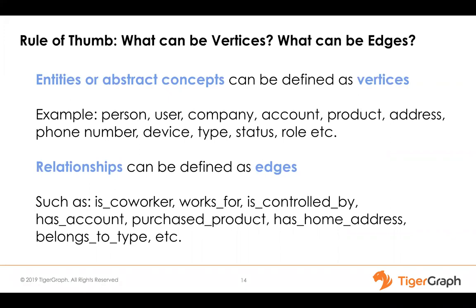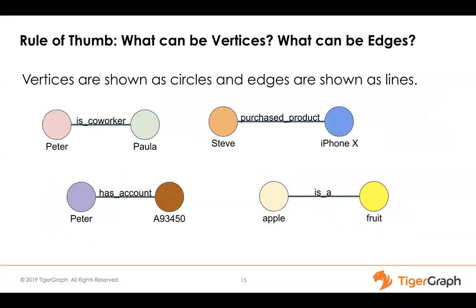Relationships, all kinds of relationships, can be defined as edges. Like two employees are coworkers. Like one employee works for a company. One company is controlled by another company. All these types of relationships can be defined as edges in the graph. So this is a visualization of how vertices can be connected to each other through edges, right?